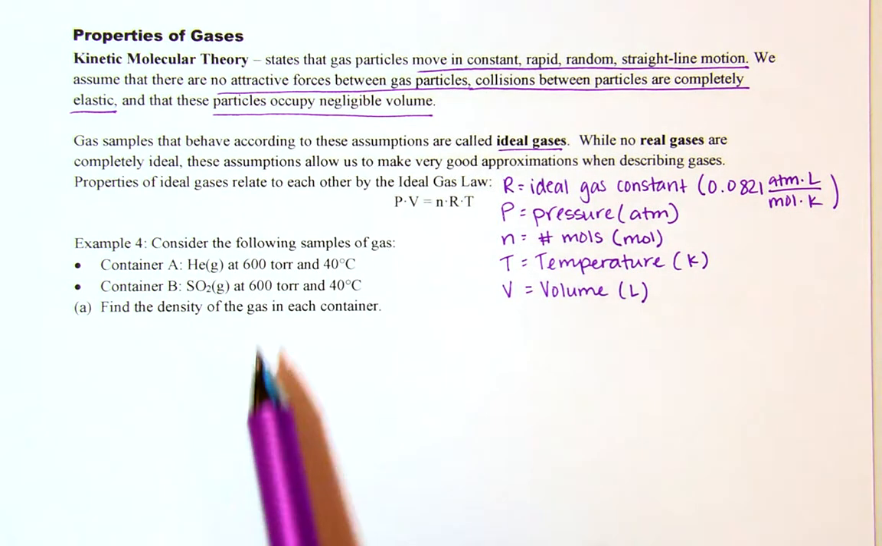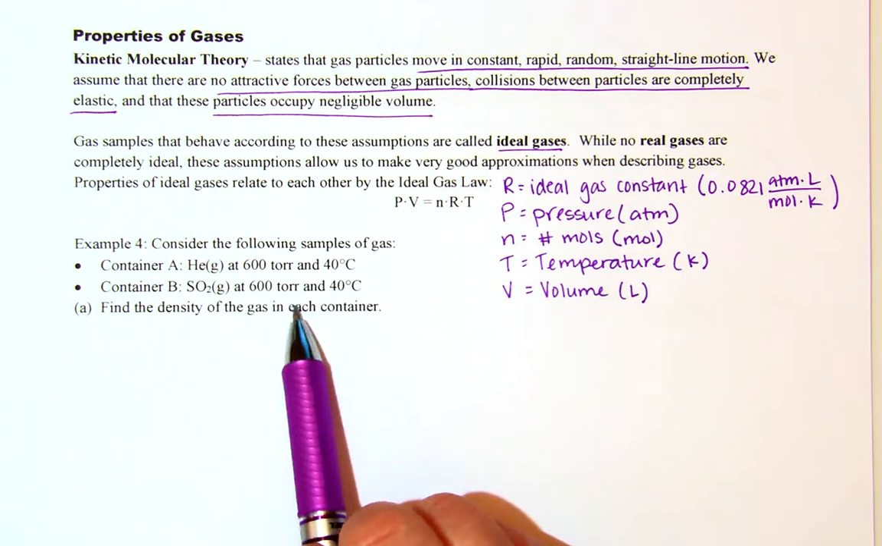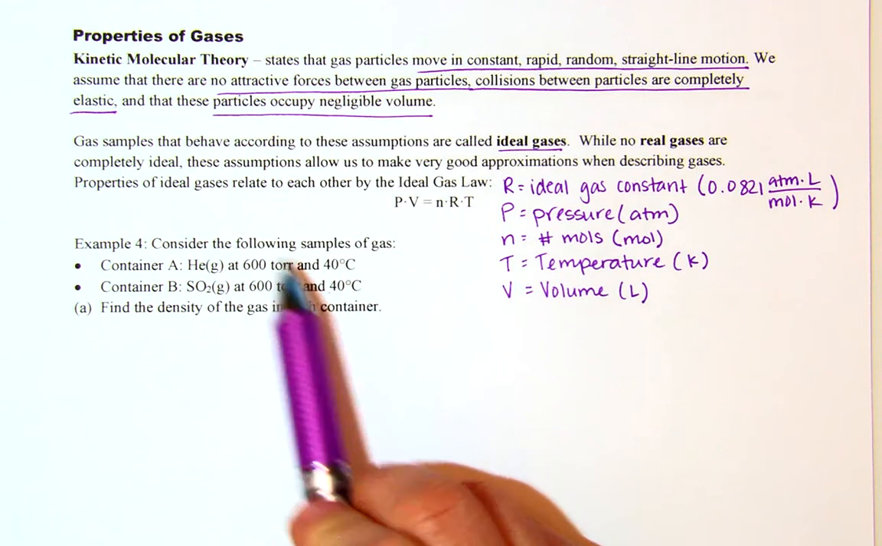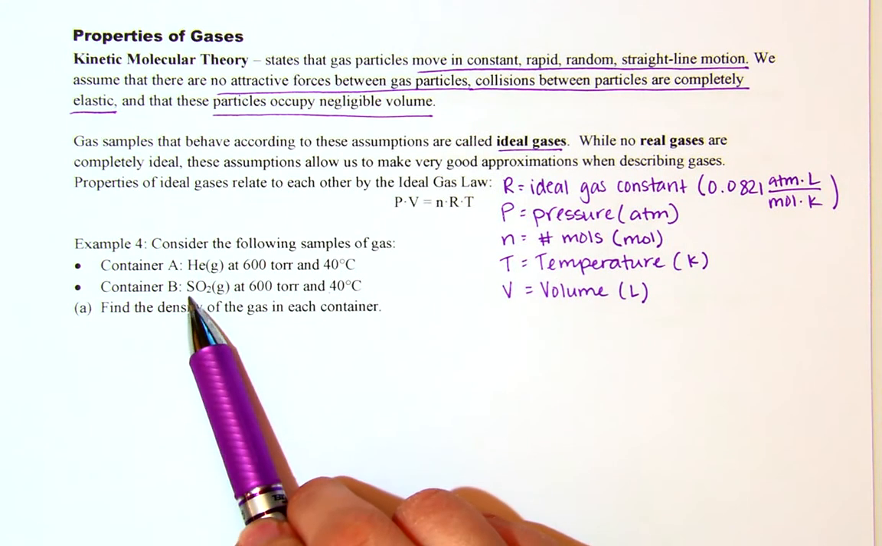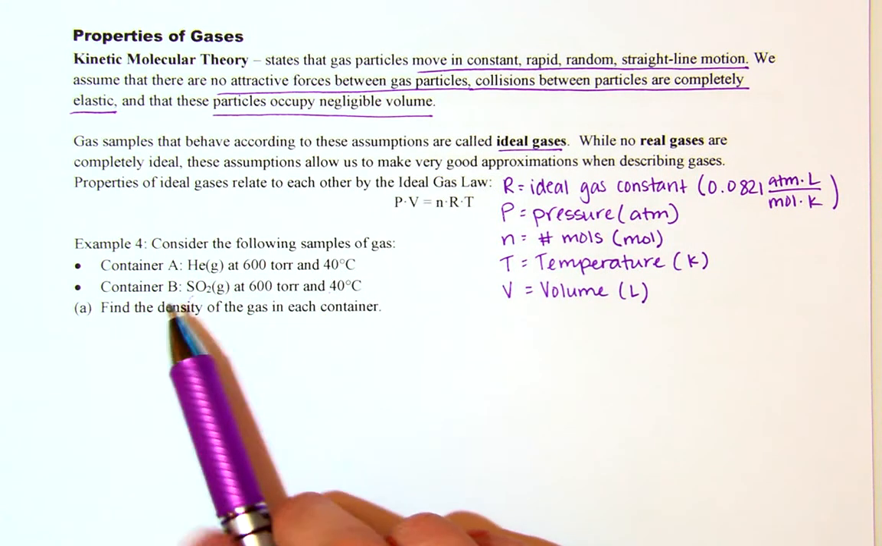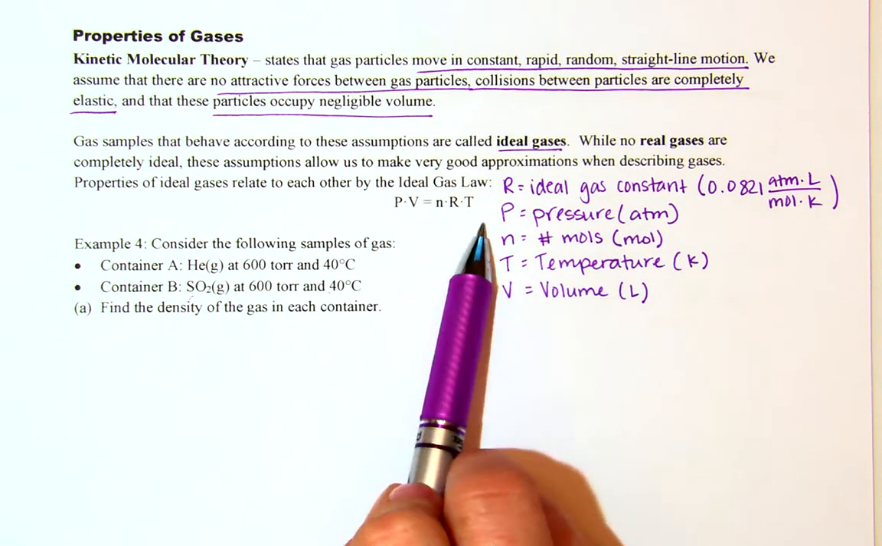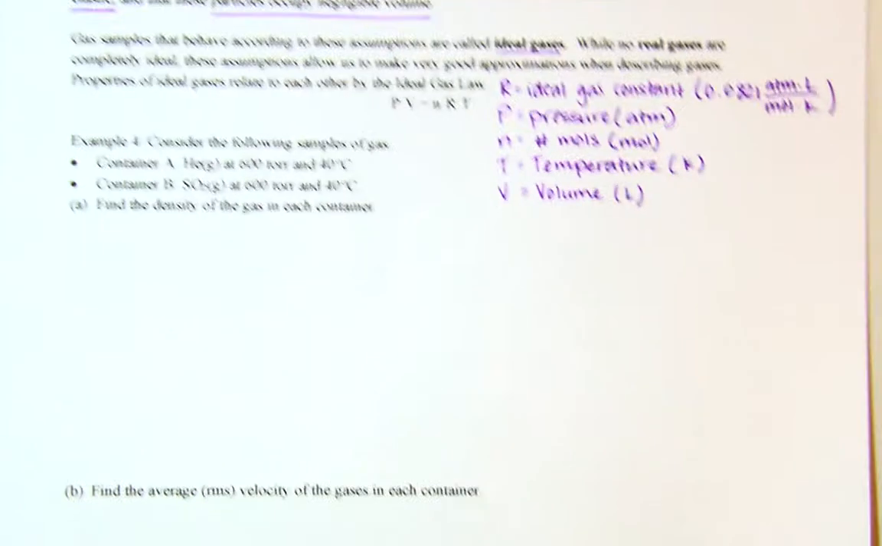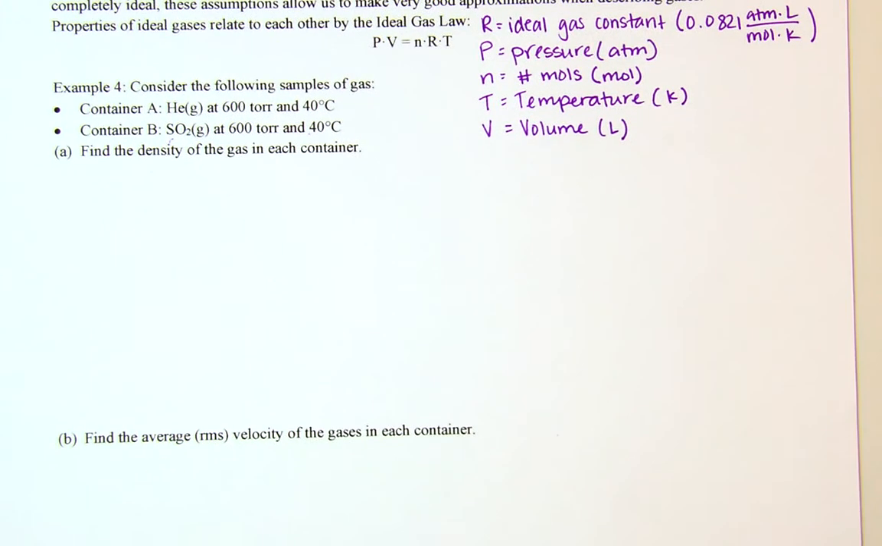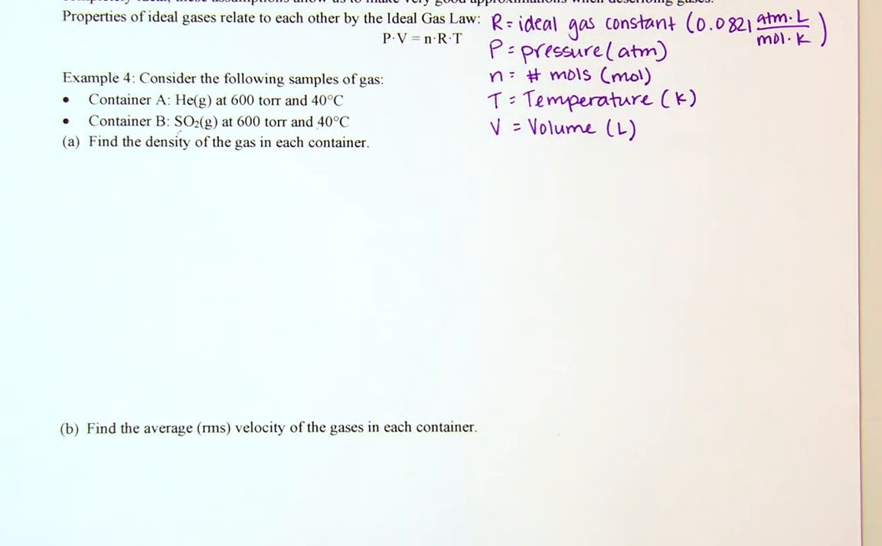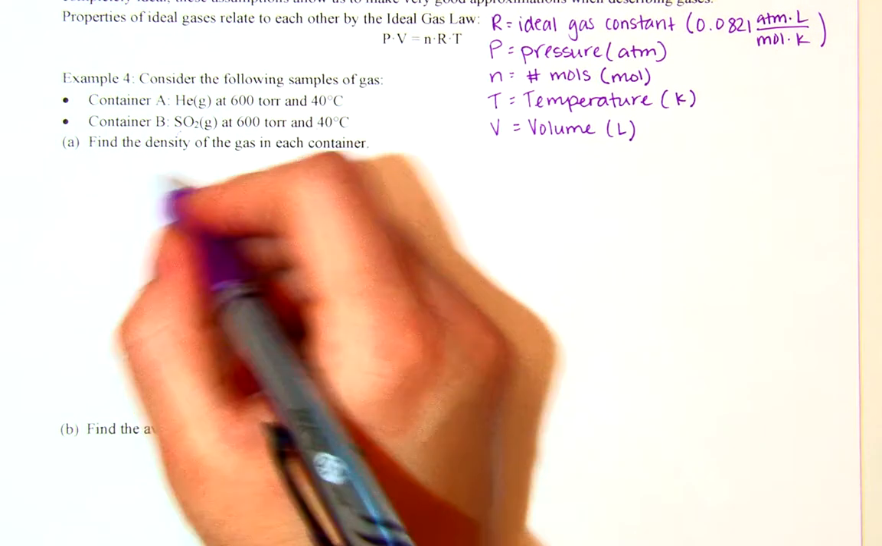So container A and container B are both at 600 torr and 40 degrees Celsius. The only difference is the first one's helium and the second is sulfur dioxide. So this says to find the density of the gas in each container. Now our ideal gas law doesn't have directly a density calculation, but if we do some substitutions and just a little bit of derivation, we can actually figure out the density, and it's a pretty interesting way to do it.